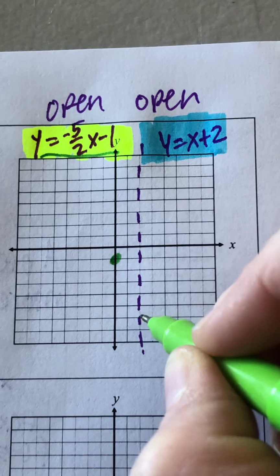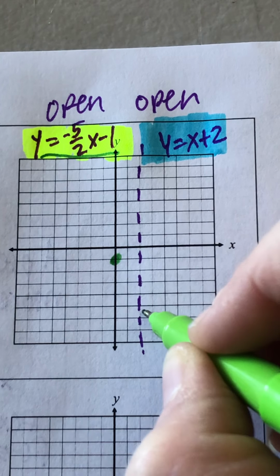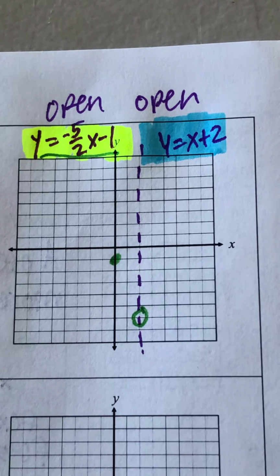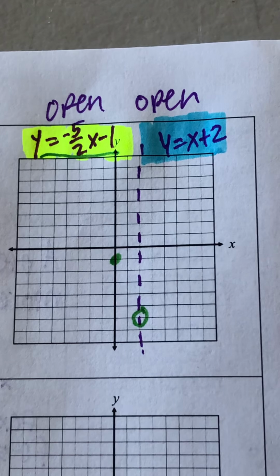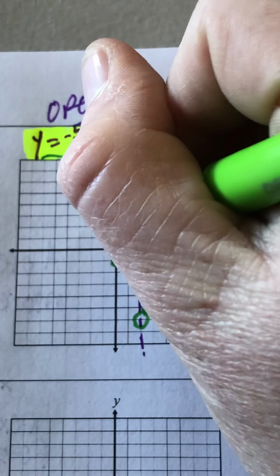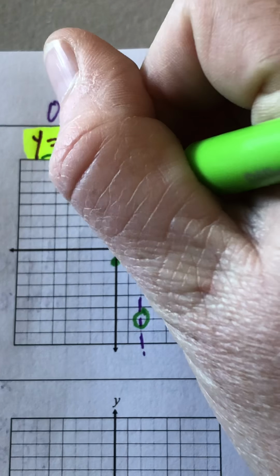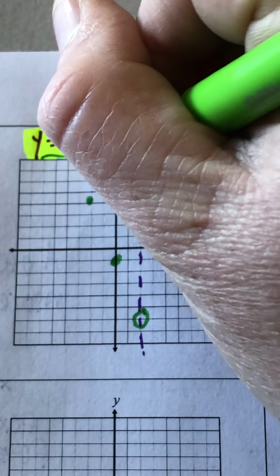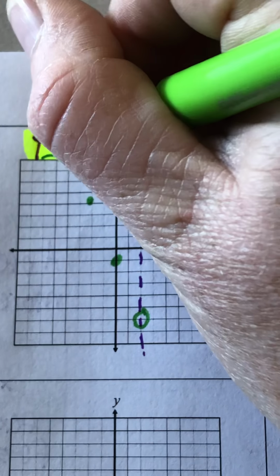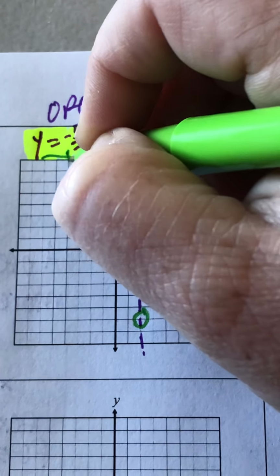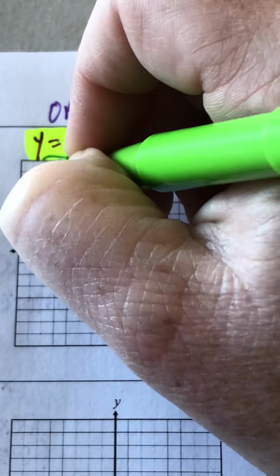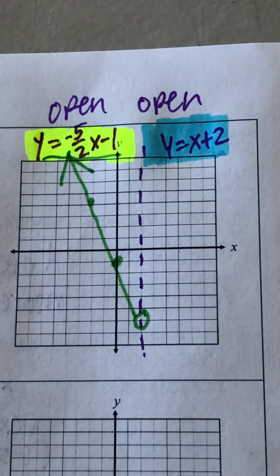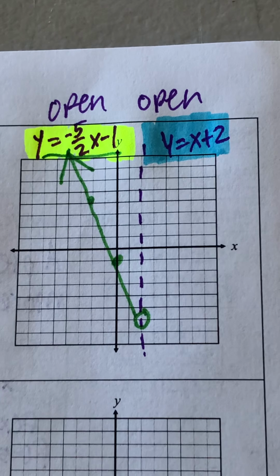Since I'm hitting 2 on the x, I'm going to put an open circle right away. Okay, I know that has to be open. Okay, and then I'm going to reverse it. So I'm going to go up 5, left 2. So this is a negative slope. We should be going down the hill. Okay, but it goes off to the left forever.